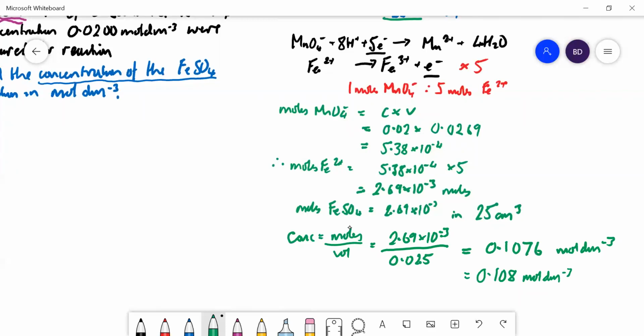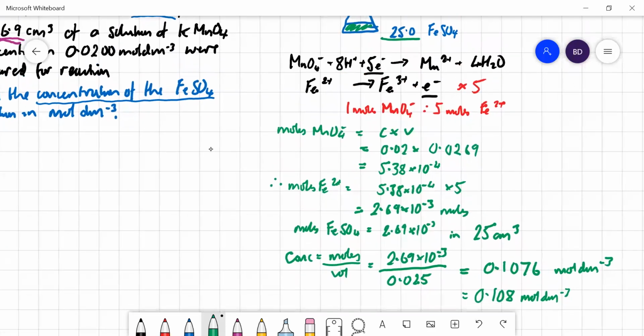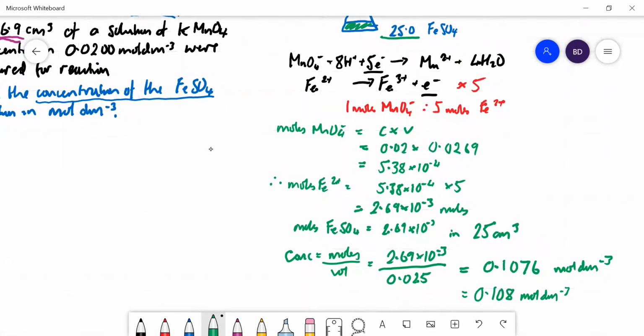Okay, so there is a simple problem involving redox titrations. In future videos, we'll do some more complicated ones, like finding out water of crystallization, finding out percentage purity, and various other things. That's just a straightforward one.